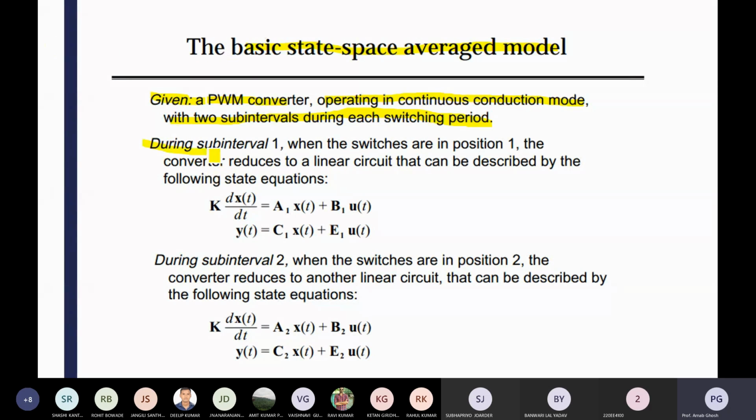So during the switch on interval you have to write down the equations, okay? When the switch is in position 1, the converter reduces to a linear circuit that can be described as follows. So those equations are there for A1, B1, C1, E1. These are the coefficients for the switch on condition, and for sub interval 2, when the switch is in position 2, the converter reduces to another linear circuit that can be described by the following state equation: K dx(t)/dt equals A2 x(t) plus B2 u(t), and y equal to C2 x(t) plus E2 u(t). Okay, so you can get those two sets of equations.